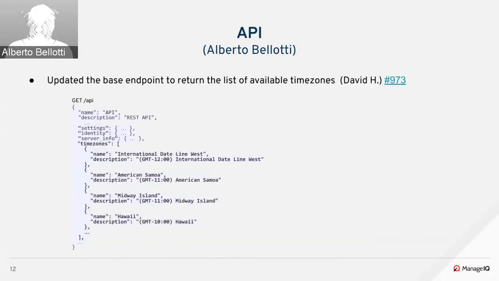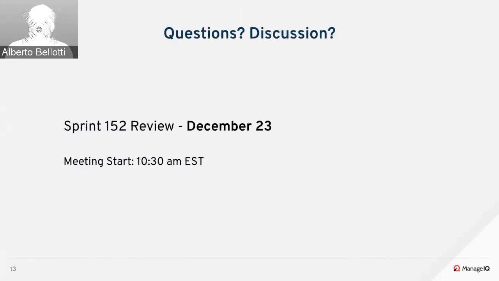David updated the base endpoint, which is our /API endpoint, to also return the time zones available from the Rails server. As you see here, you have the settings and entity server info. We also have a new section for the time zones available that is used for showing those options in the UI for users to select. And that's it for the API. Next slide, please. Before we conclude, there's a special message from Jason.